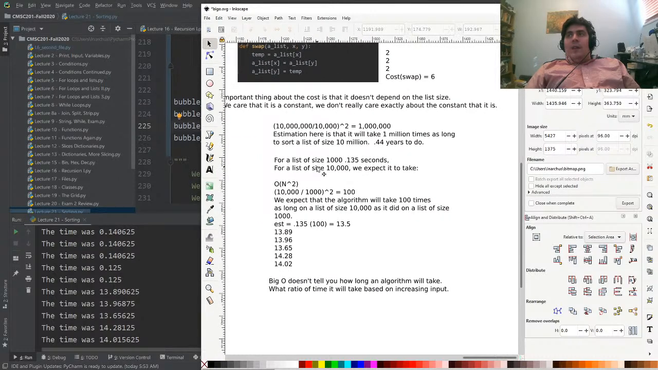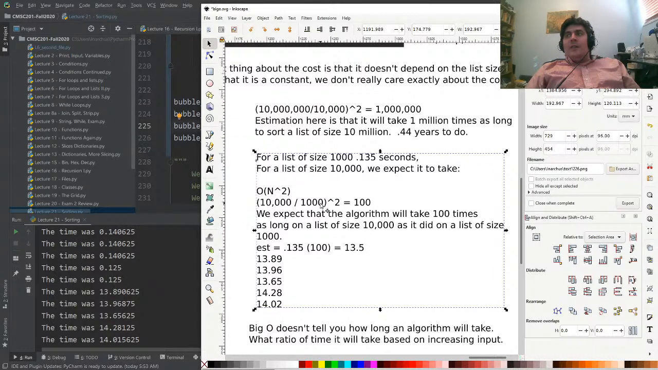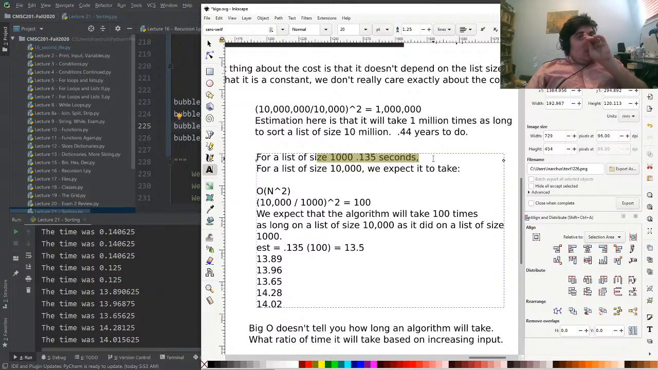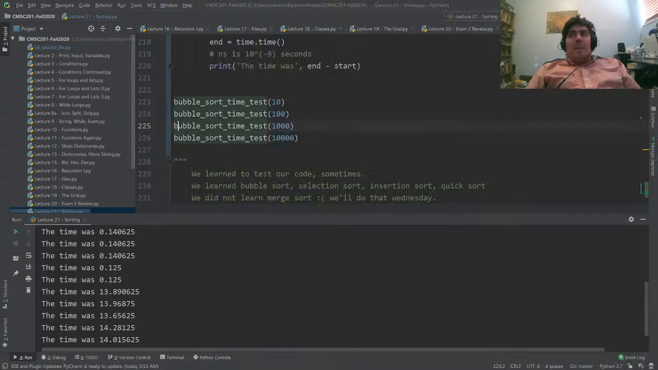Well, so you notice here that I divided by 1,000 because I knew my baseline was the calculation that it took 0.135 seconds for a size of 1,000. So to come up with my estimate, I just divided by the time that we actually computed by having the algorithm run. That's what we actually did. Okay.